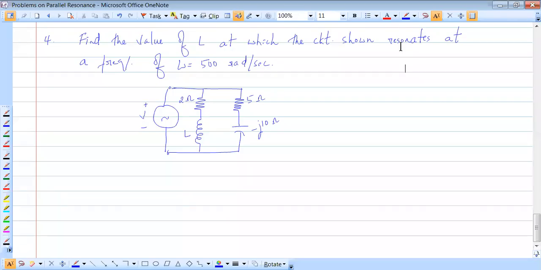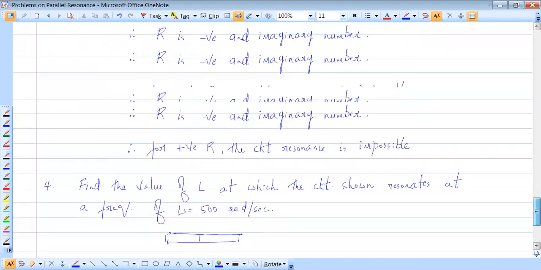We were looking at this problem wherein they have asked us to find out L for which the circuit resonates at a frequency of 500 radians per second. Fine. Very similar to the problems that we have solved earlier. In the previous problem, let me just take you there.